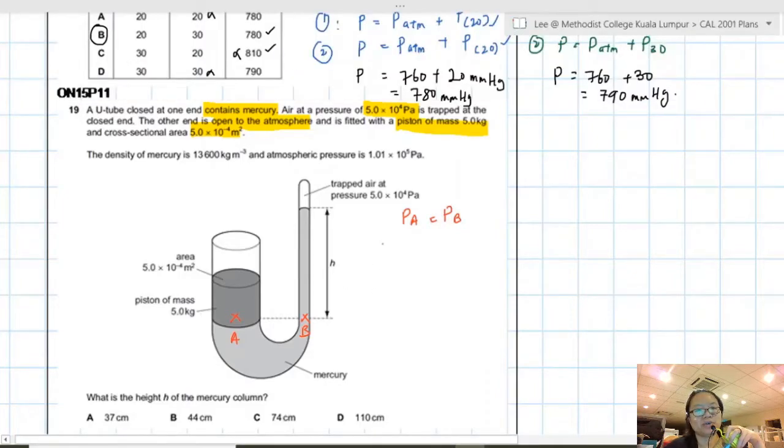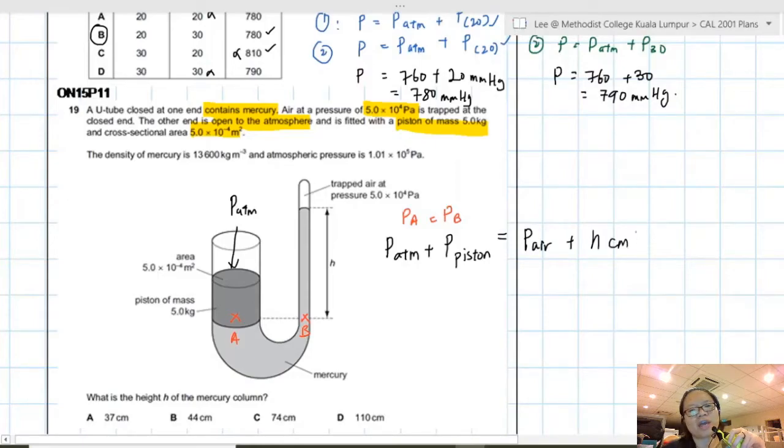Okay, so let's consider what is pressing down on A. You've got your atmosphere and the pressure due to the piston. Alright, what about B? B, there is some trapped air. So I'm going to put pressure of air plus H cm of mercury. So we can put millimeter mercury like the previous question. You can keep it in millimeter mercury if everyone is millimeter mercury, but unfortunately, no.